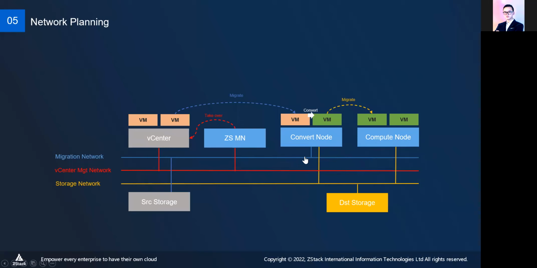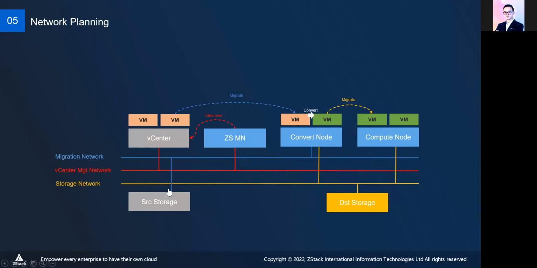So in the ZStack migration solution, we have these three components. First is your ZStack management node, which is a physical node. The second is the convert node, which is used to convert the ESXi virtual machine disk into a KVM virtual machine disk. Normally, the convert node is one of your compute nodes. And another is what we call the compute node, where the virtual machine will finally run.